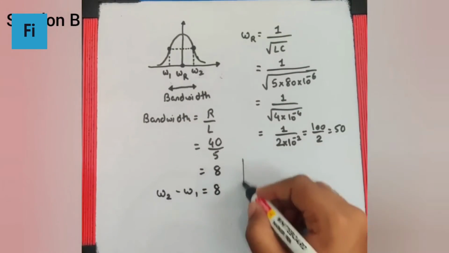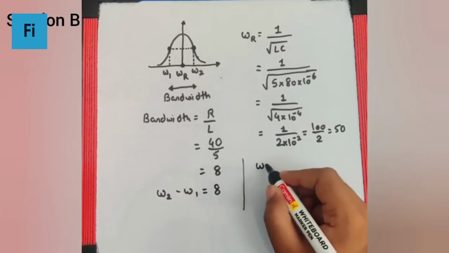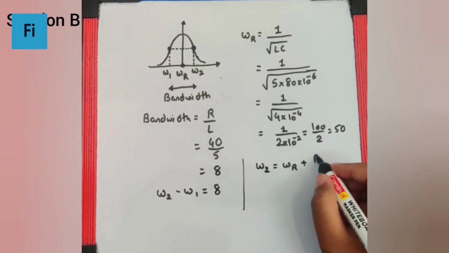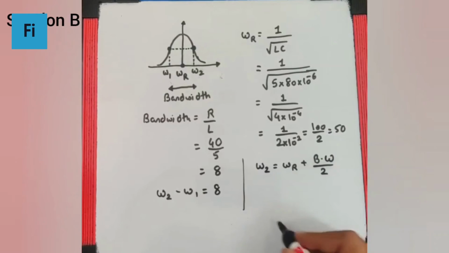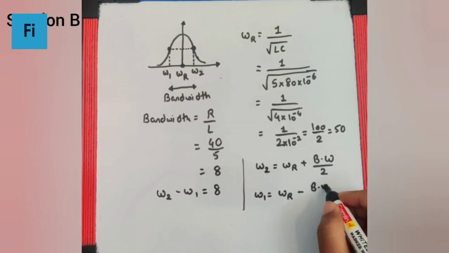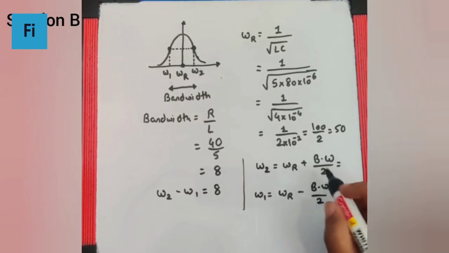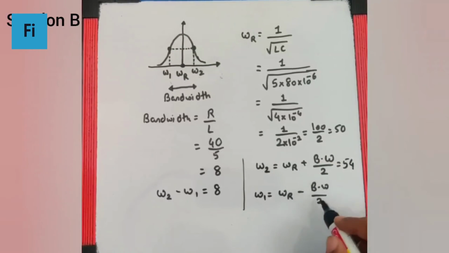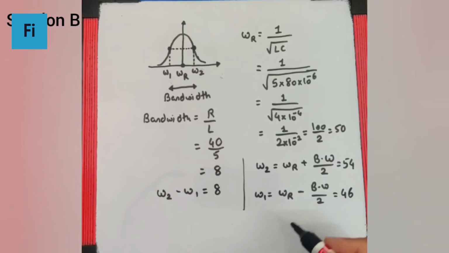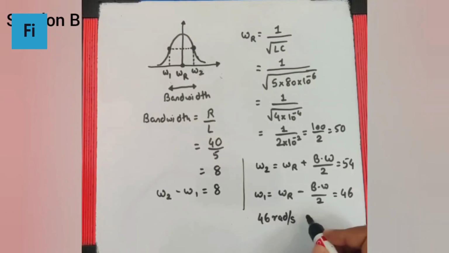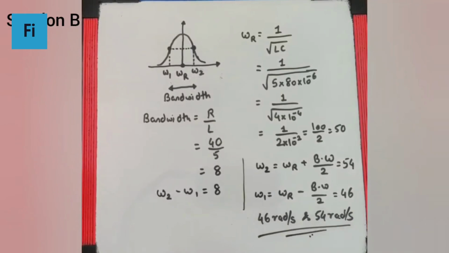That means we can say omega 2 is omega r plus the bandwidth by 2, and omega 1 is the resonating frequency minus the bandwidth by 2. So that gives us 50 plus 8 by 2, that is 54, and 50 minus 8 by 2, that is 46. So our angular frequencies are going to be 46 radian per second and 54 radian per second, and this will be our final answer.